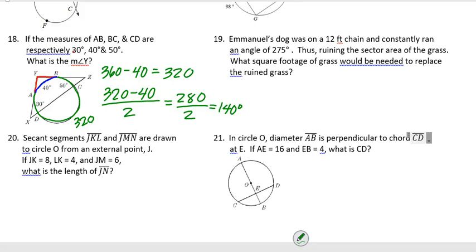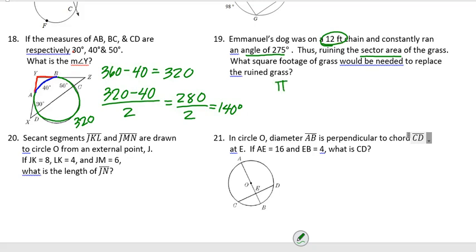All right, so this one, number 19, says Emmanuel's dog was on a 12-foot chain and constantly ran an angle of 275 degrees, thus ruining the sector area of the grass. That's what we're going to be looking for right there, sector area. So what square footage of grass would be needed to replace the ruined grass? So we've got our radius here. That's how long the chain was. And then we've got our angle.